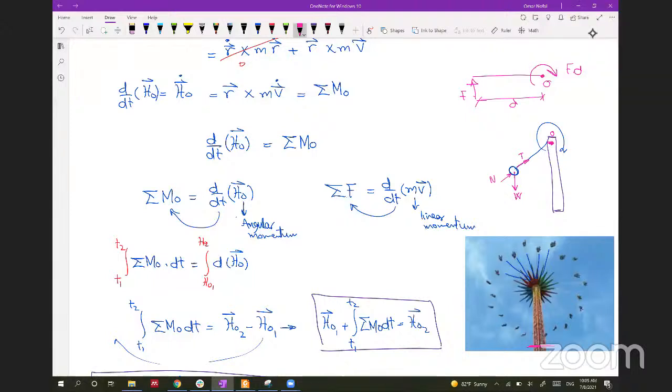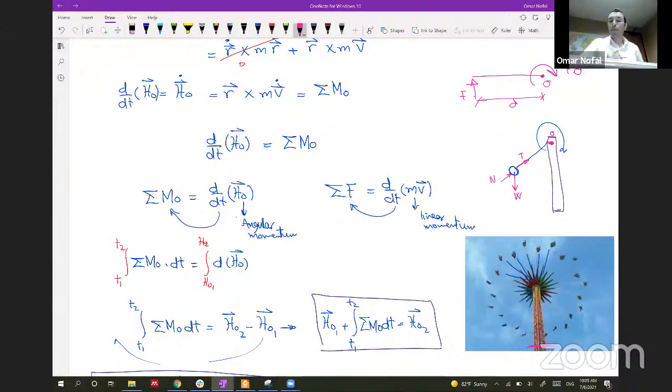Wouldn't it just be the weight? Okay, let's think about it. If we are thinking about N and T, N and T pass through O. So there's no distance between O and N and T. So T and N don't exert any moment. So we can agree that T and N will not have any moment about point O.